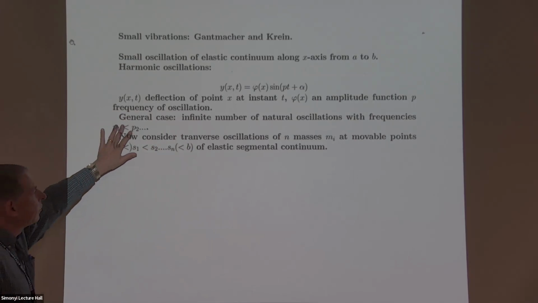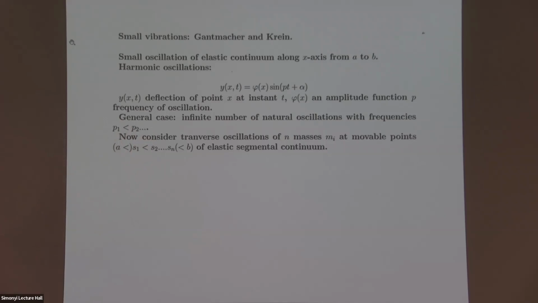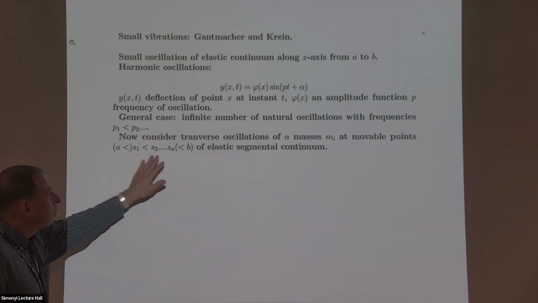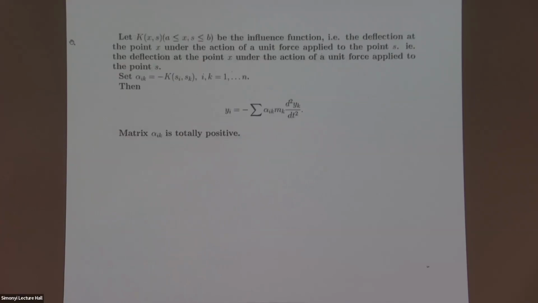And in the general case, you have an infinite number of oscillations with frequencies p1 less than p2 and so on. The idea is to consider transverse oscillations of n masses m_i at movable points on this continuum. This is what Gantmacher and Krein thought about for engineering purposes. You can define what's called an influence function, which gives you the deflection of a point x under the action of a unit point force applied at a point s. So I give a little push to the rod and things move around, and this gives you the deflection of x under the action of this force.